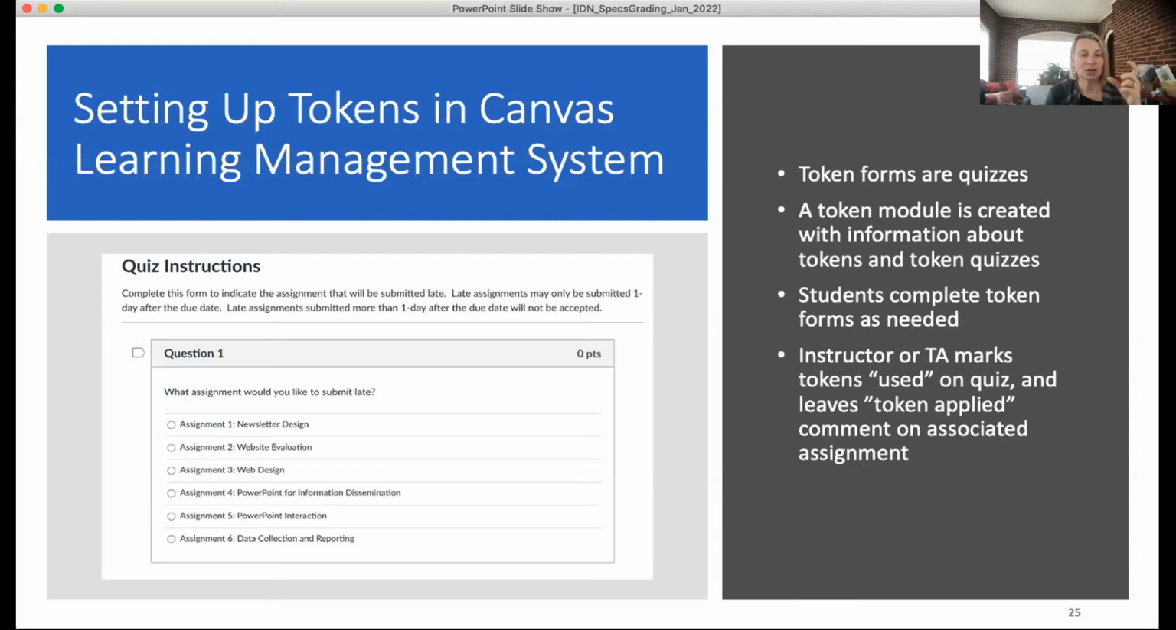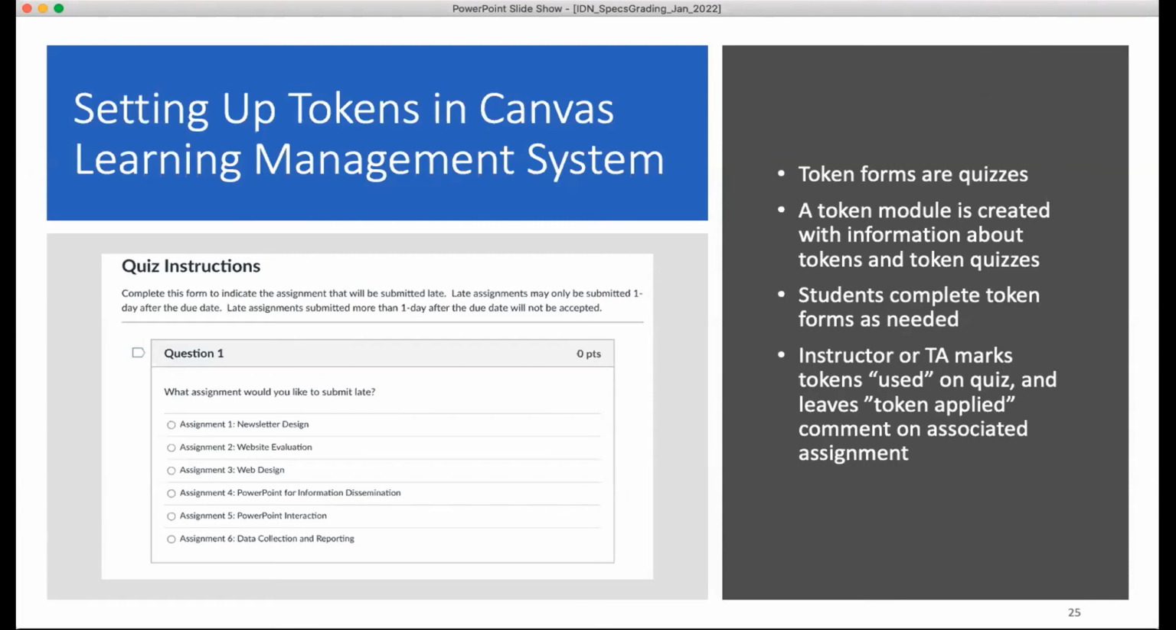The tokens may be just general tokens and they click off what they're using them for in the quiz, or the one you see on the screen here, late assignment token, which assignment are you applying this to? And then the instructor or the TA can go through those. We mark the token off as used on the quiz. The quiz is completed out for the student. And then go to the grade book. I don't have to grade it in that moment, but I will go, or I'll have my TA go to the grade book and put a comment in on the assignment that says, token 2 applied for lateness. And that's our record keeping.